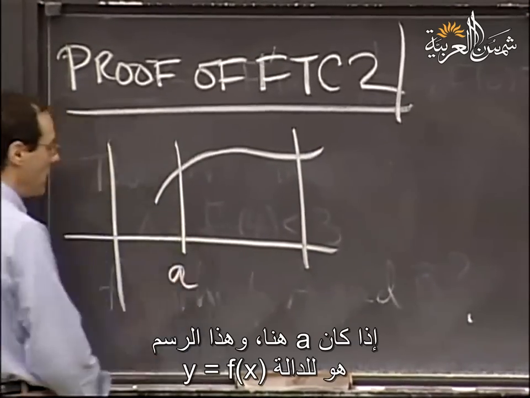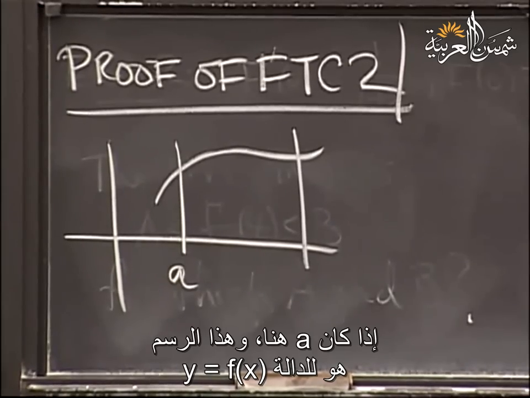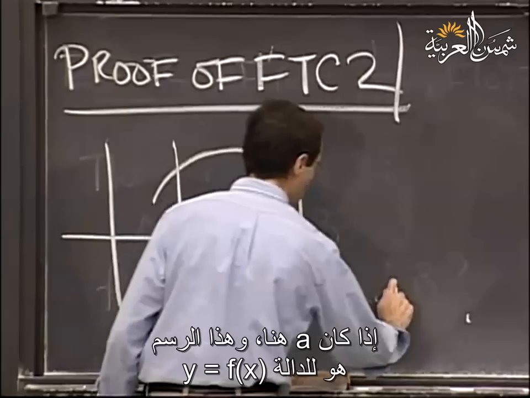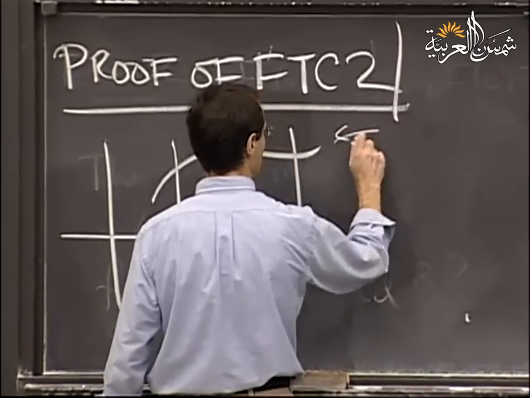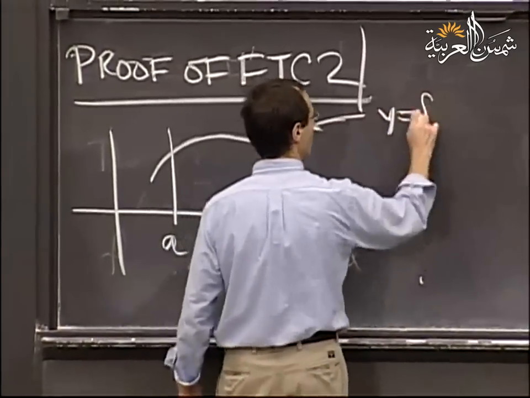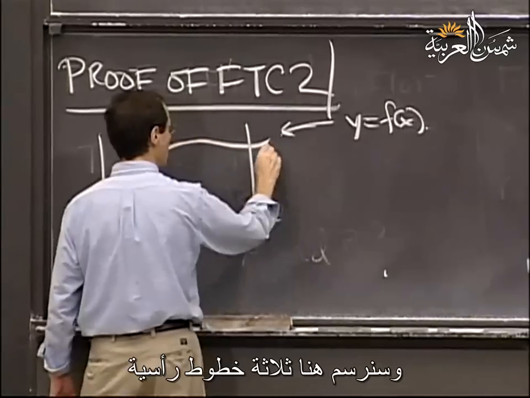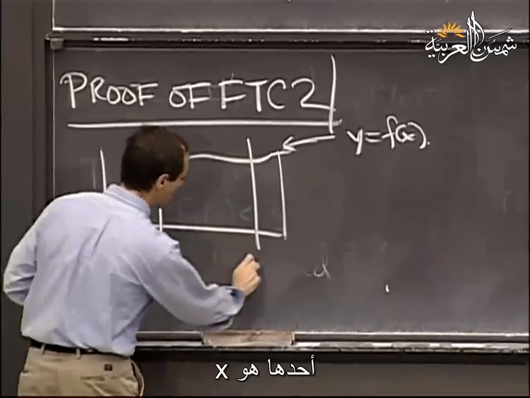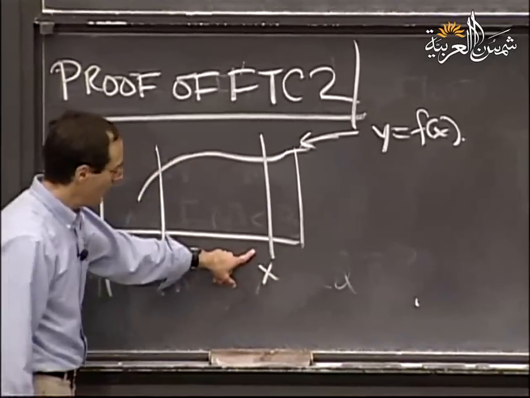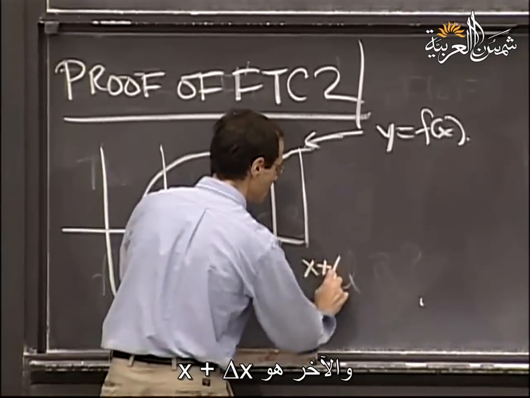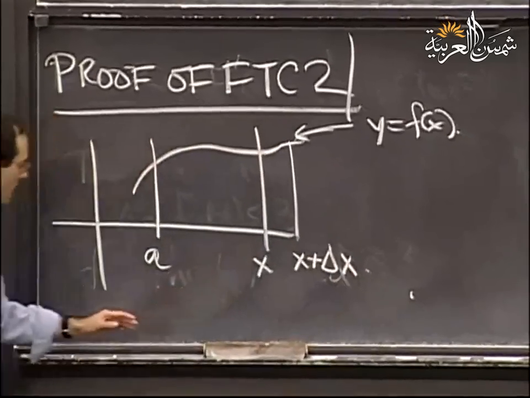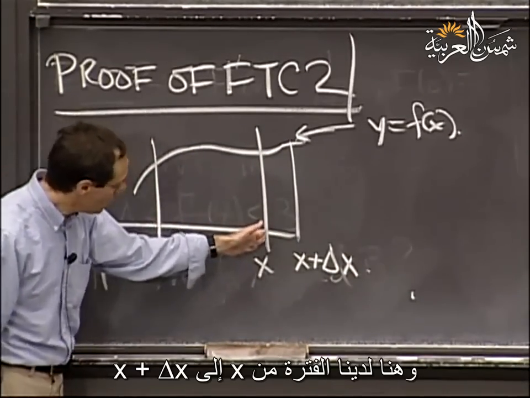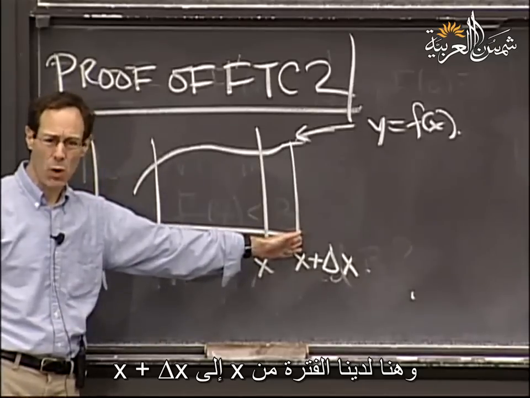So if here's the value of a, and this is the graph of the function y equals f of x, then I want to draw 3 vertical lines. One of them is going to be at x, and one of them is going to be at x plus delta x. So here I have the interval from 0 to x, and next I have the interval from x to x plus delta x, delta x more than that.